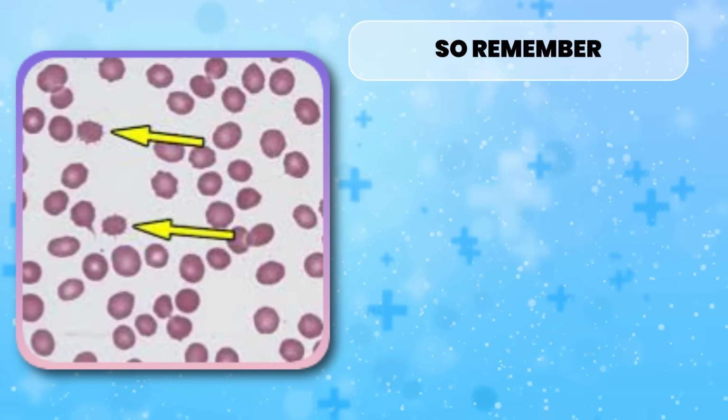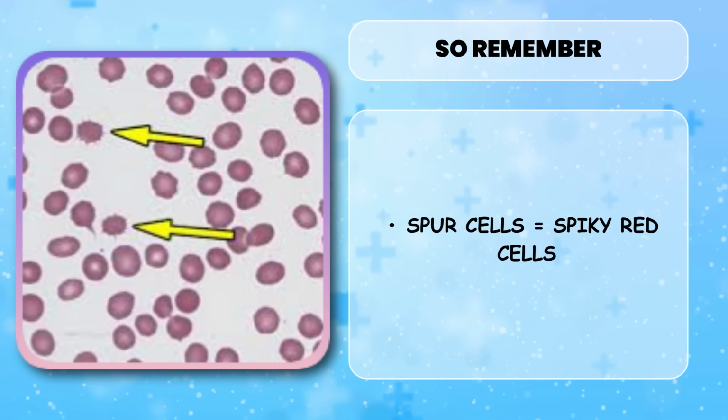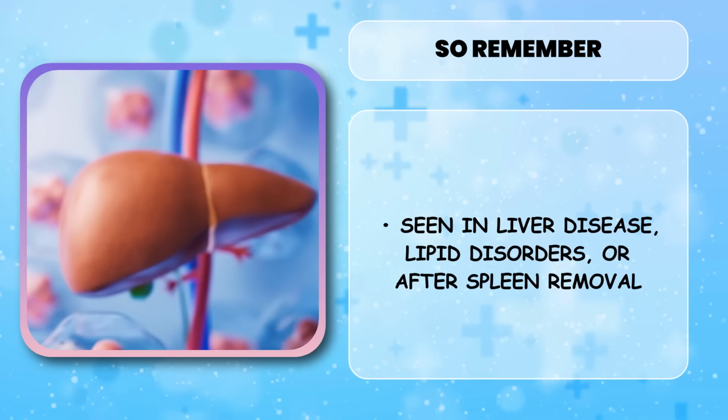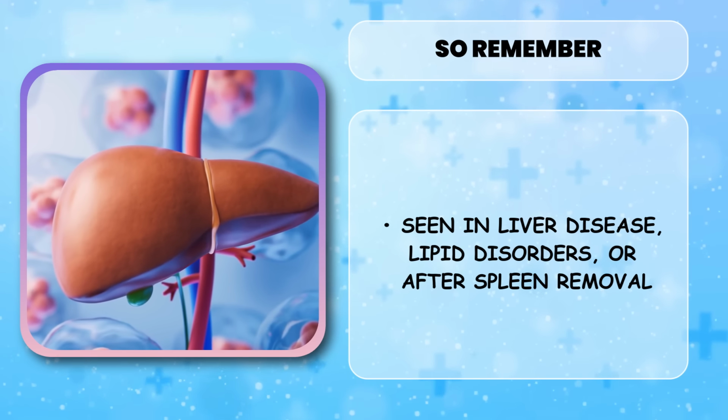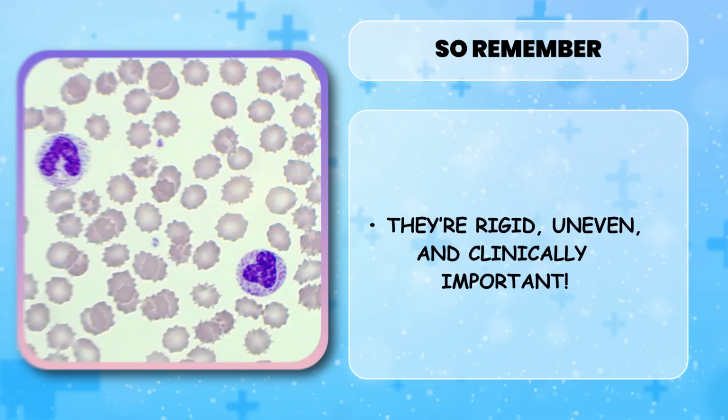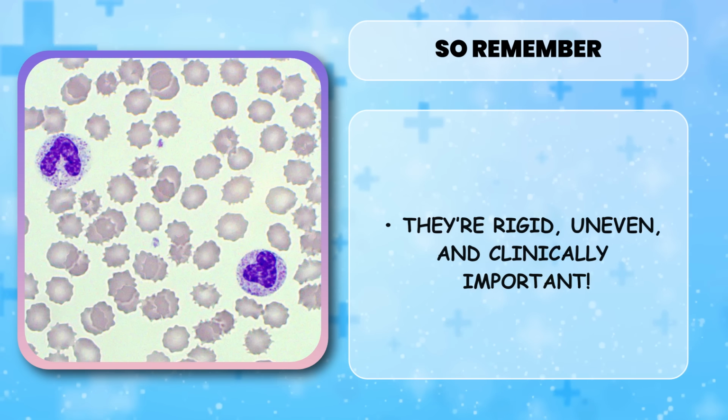So remember, Spur cells means spiky red cells, seen in liver disease, lipid disorders, or after spleen removal. They're rigid, uneven, and clinically important.